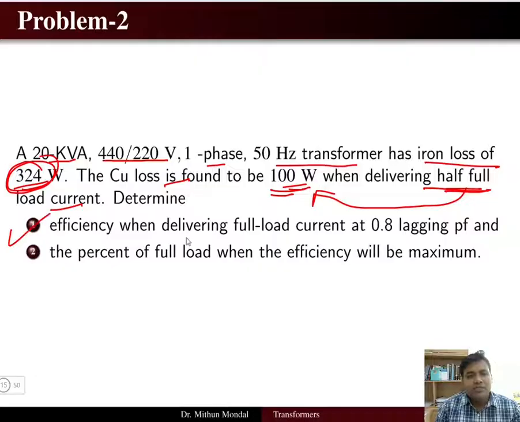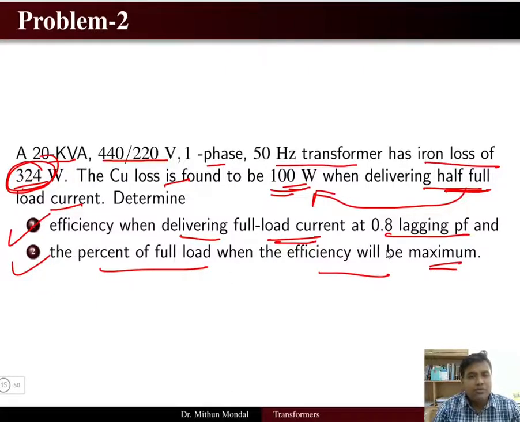So determine the efficiency when delivering full load current at 0.8 lagging power factor, and the percentage of full load when the efficiency will be maximum. So two things we have to determine.